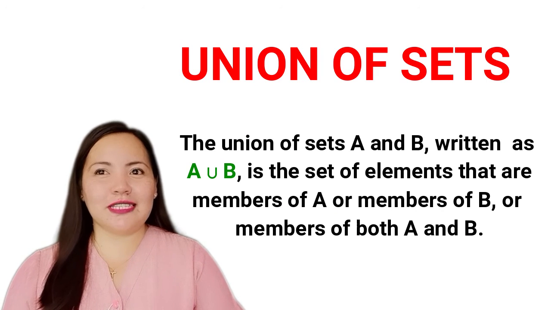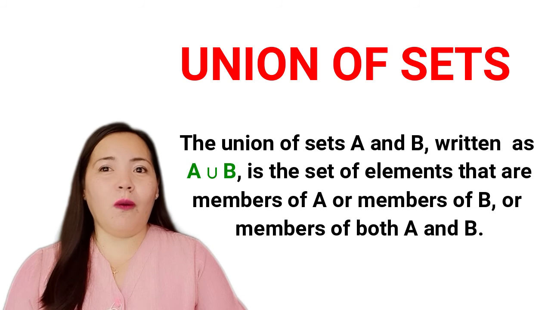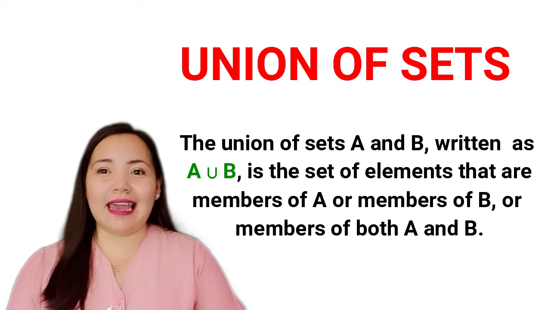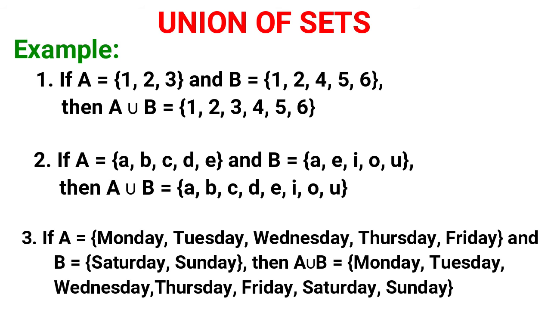The union of sets A and B, written as A union B, is the set of elements that are members of A or members of B, or members of both A and B. As you can see in the 3 examples, the union of the given sets is just the combination of the elements in the sets. We have here some examples of finding the union of sets.